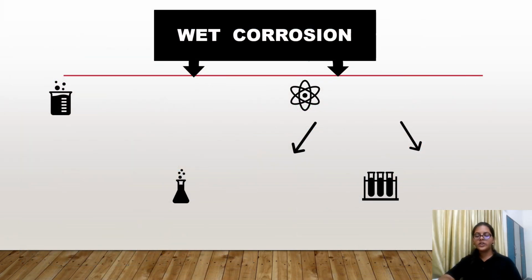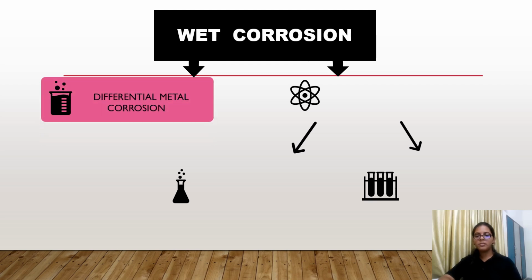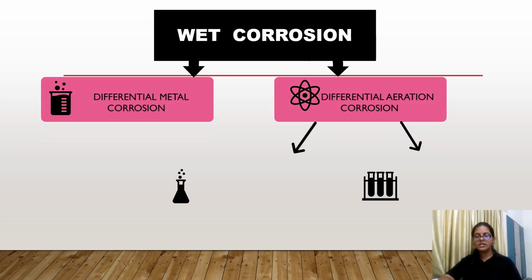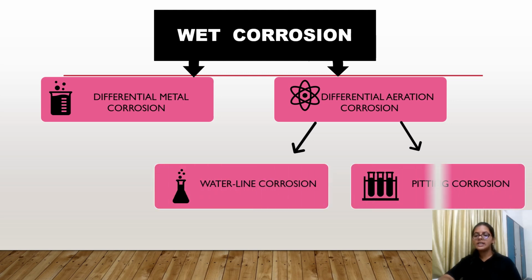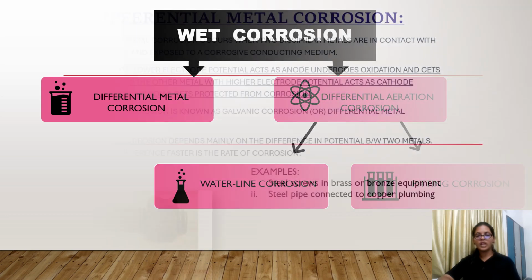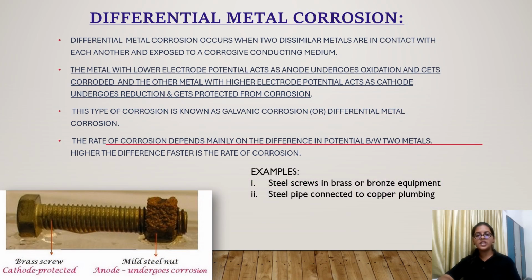Wet corrosion is further divided into two types. First, differential metal corrosion, and second, differential aeration corrosion. Differential aeration corrosion is further subdivided into two types. First, waterline corrosion, and second, pitting corrosion. Let's study about each one of them one by one. Let's start with differential metal corrosion.